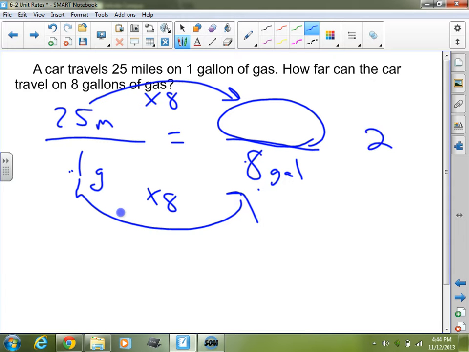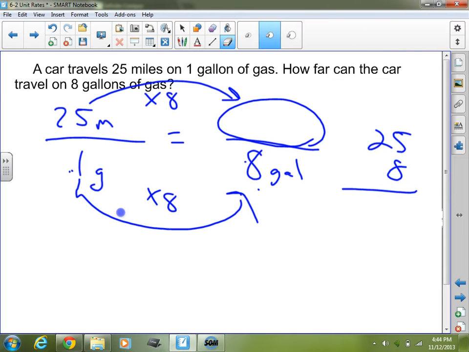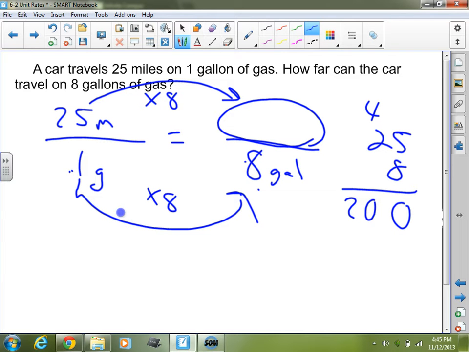25 times 8. It's going to be 16, 17, 18. That's not right. Oh, that is wrong. There we go, 40, and that's 200. So I just figured out, using my ratios, that I can go 200 miles on 8 gallons of gas. I set up my unit rates, and then I solved.